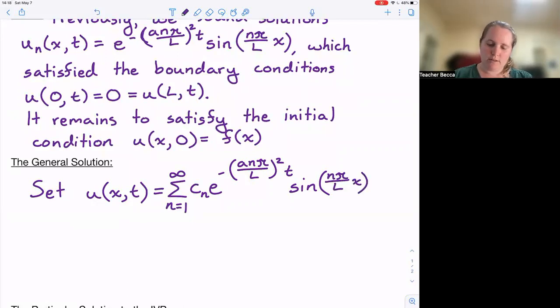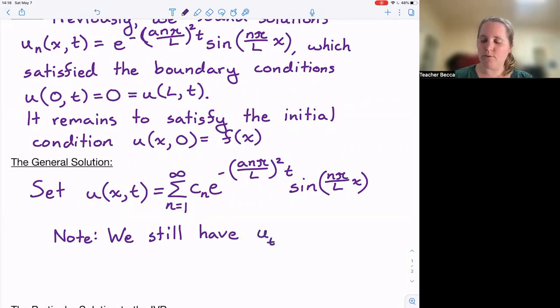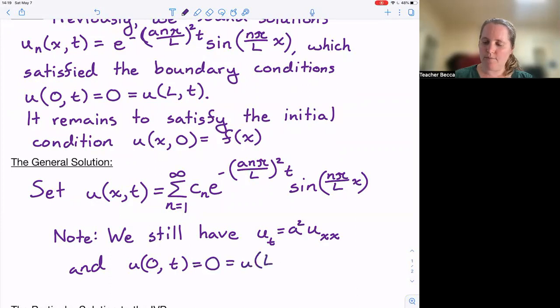Note, we still have the partial differential equation satisfied. So we still have the partial with respect to t of u is equal to a squared times the second partial with respect to x of u. And we also still have our boundary conditions of u of 0,t equaling 0 equaling u of L,t.